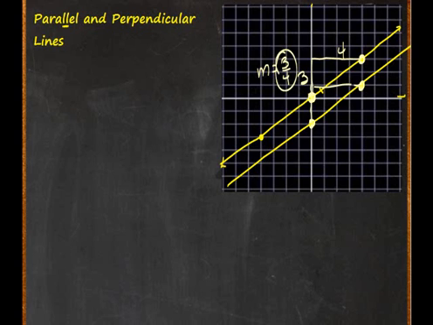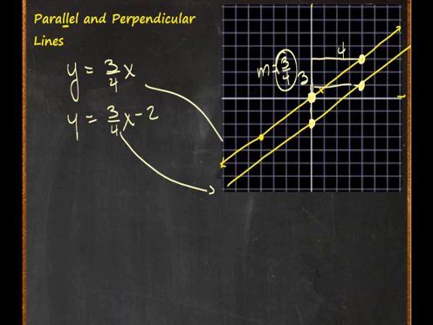If you're given two equations, for example y equals 3 over 4x and y equals 3 over 4x minus 2, these are the equations for these lines. And you'd say, well, we know they're parallel because their slopes are the same. So if you look at the slopes of two equations and the slopes are the same, then the two lines are parallel.